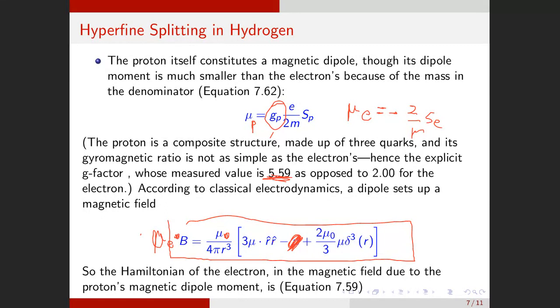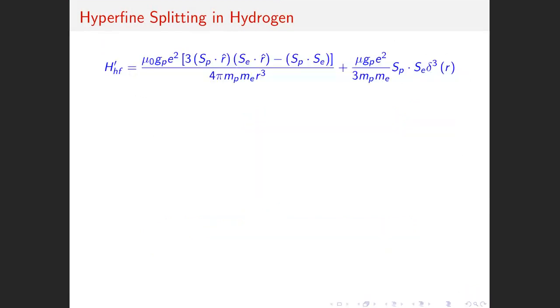So once you start dotting stuff, you will end up, because this mu P, which is the one sitting there, you have to dot it with this one, but it's expressed in terms of S_P. Similarly, that is expressed in terms of S_E, and this is m_e and m_p. So once you substitute everything, you end up with a dot product between S_P dot r, S_E dot r, minus S_P dot S_E. Right?